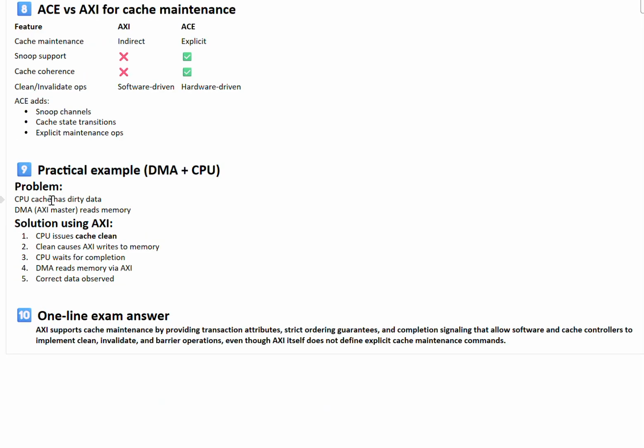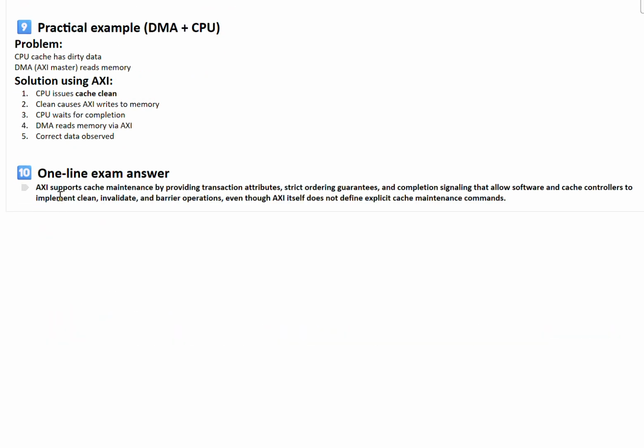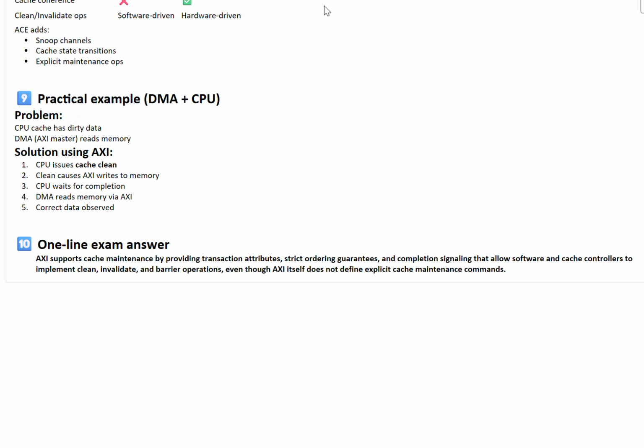So let's say we have a problem where the CPU cache has dirty data and the DMA reads the memory. The solution is that the CPU issues a cache clean, and the clean causes AXI writes to memory, and the CPU waits for the completion. Then the DMA reads the memory via AXI, and the correct data is observed. So AXI supports cache maintenance by providing transaction attributes, strict ordering guarantees, and completion signaling that allow software and cache controllers to implement clean, invalidate, and barrier operations, even though AXI itself does not define any explicit cache maintenance commands. So, thank you.